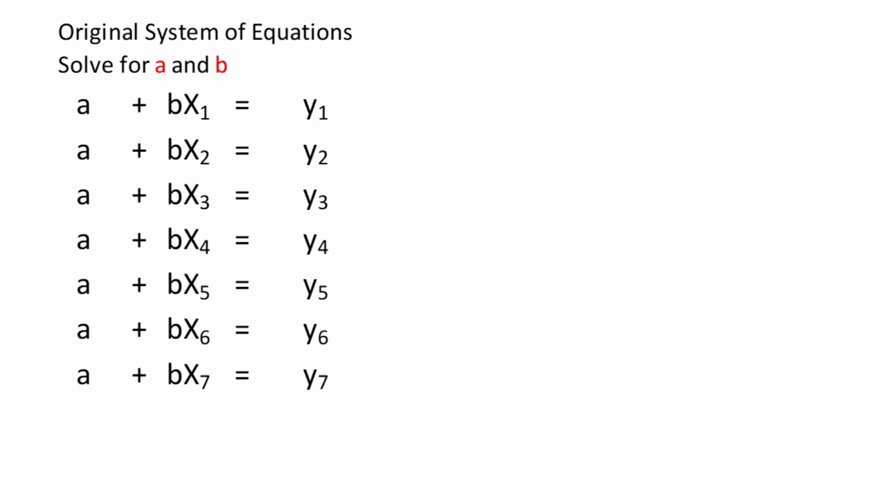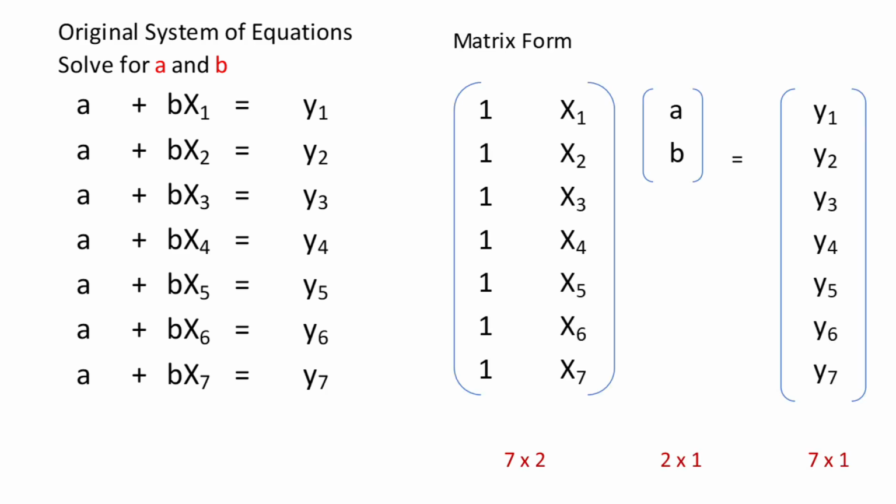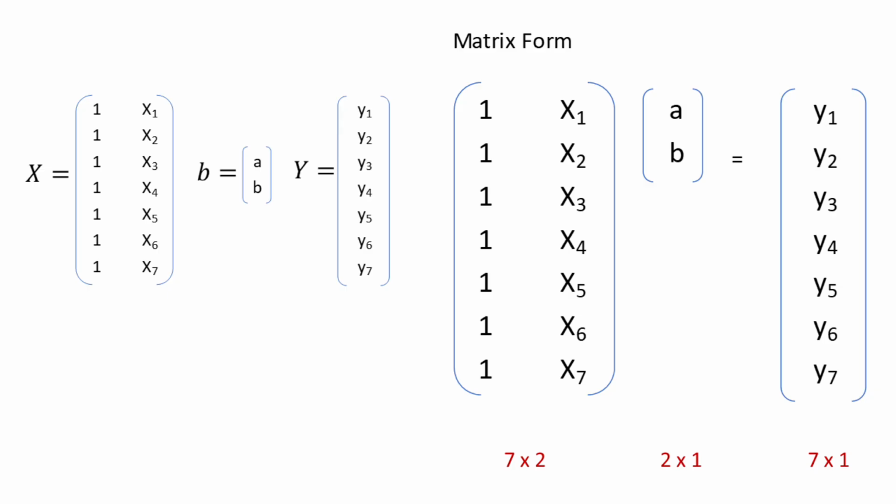What if we had a system of 7 equations and 2 unknowns, a and b? We need to solve for a and b, and therefore we try to rewrite this in matrix notation. So we will have the following. From there, we can rewrite that as x, the column of 1s and the column of x's, times the b vector, which is just a and b, equals the y vector, which is just the values of y.